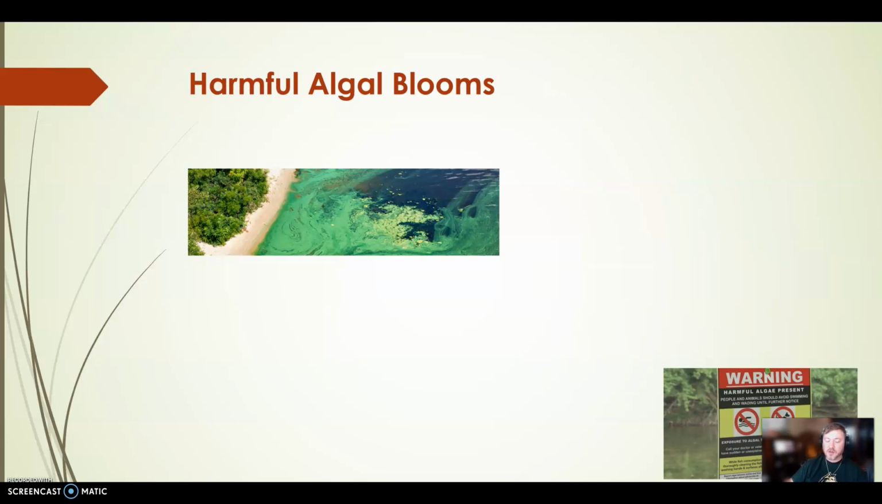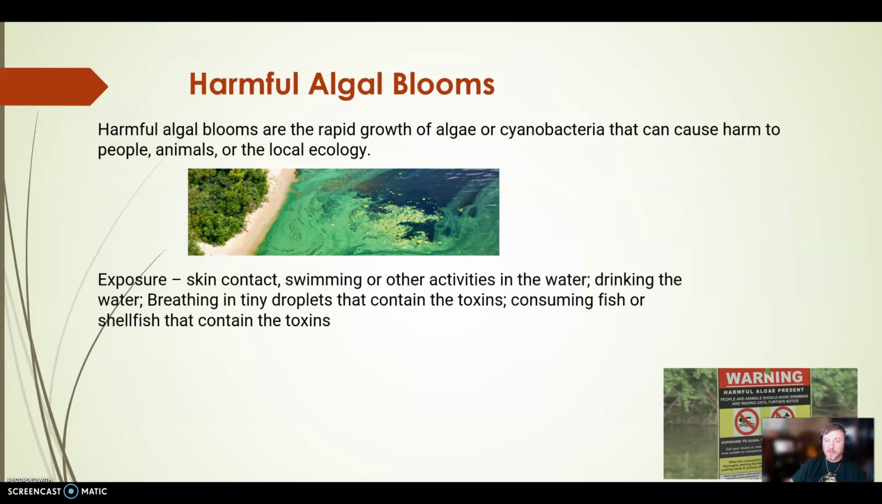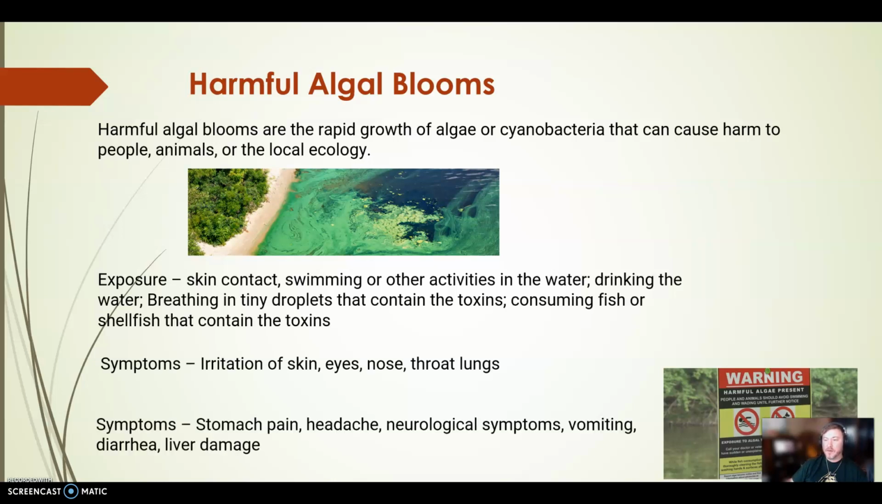Another effect of eutrophication are what's called harmful algal blooms, or HABs for short. Harmful algal blooms are a rapid growth of algae or cyanobacteria that cause harm to people, animals, and the local ecosystems. Skin contact exposure from swimming or other activities can cause irritation of skin, eyes, nose, throat, and lungs. Drinking, consuming fish or shellfish, or even breathing in the toxins from the tainted water can cause stomach pains, headaches, neurological symptoms, vomiting, diarrhea, and even liver damage.